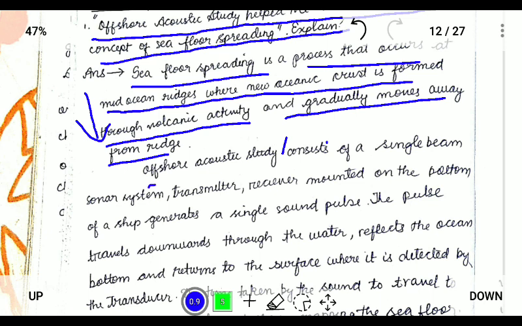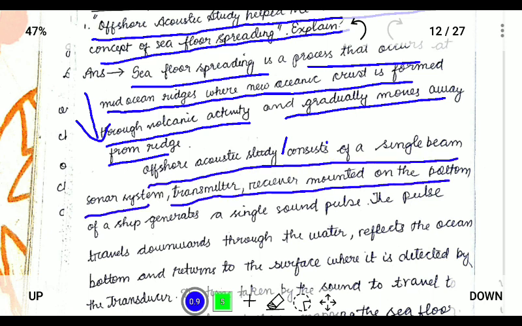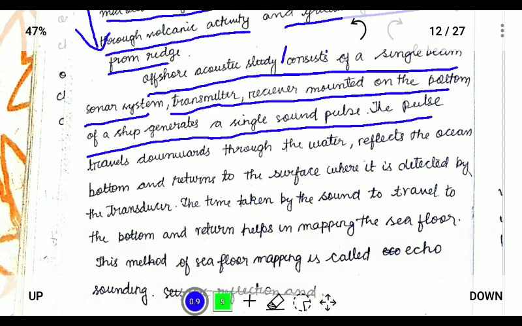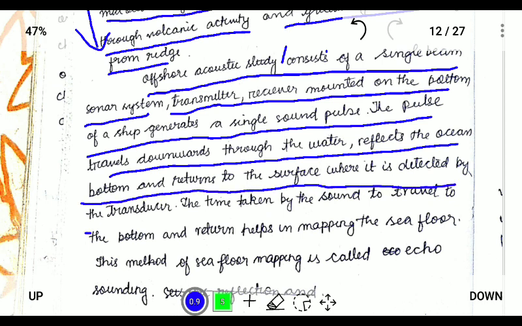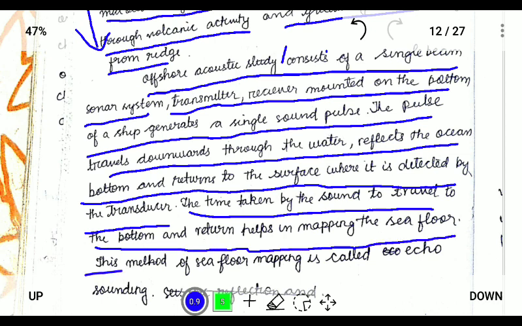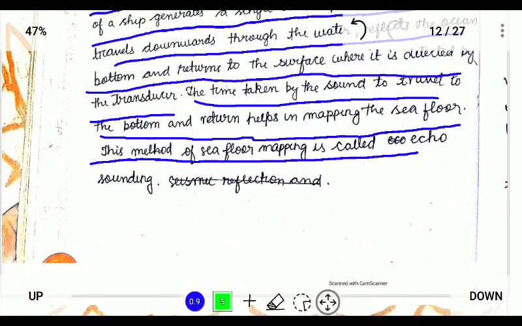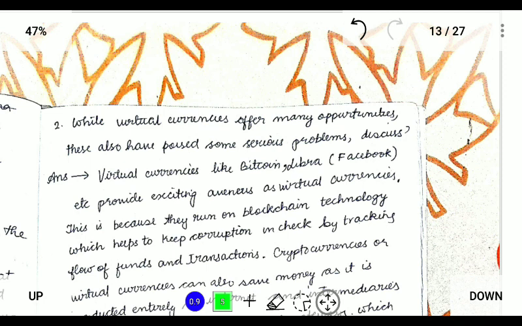So this is a very useful technique in studying sea floor spreading. Offshore acoustic study consists of a single beam sonar system. A transducer receiver mounted at the bottom of the ship generates a single sound pulse. The pulse travels downward through the water, reflects off the ocean bottom, and returns to the surface where it is detected by the transducer. The time taken by the sound to travel to the bottom and return helps in mapping the seafloor. This method of seafloor mapping is also called echo sounding. So this is for 10 marks.